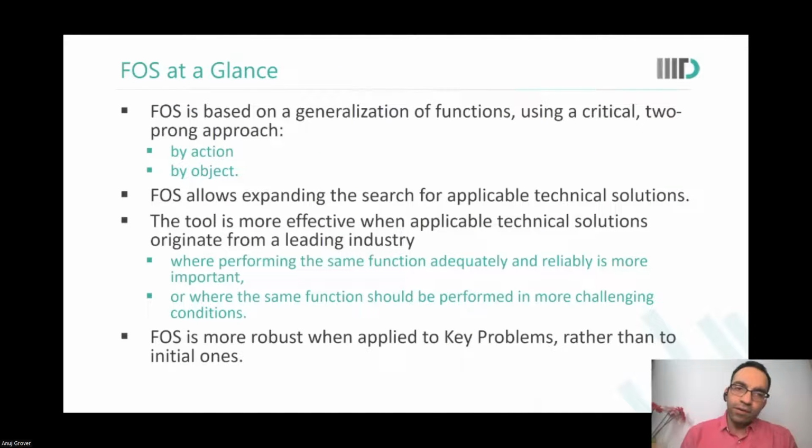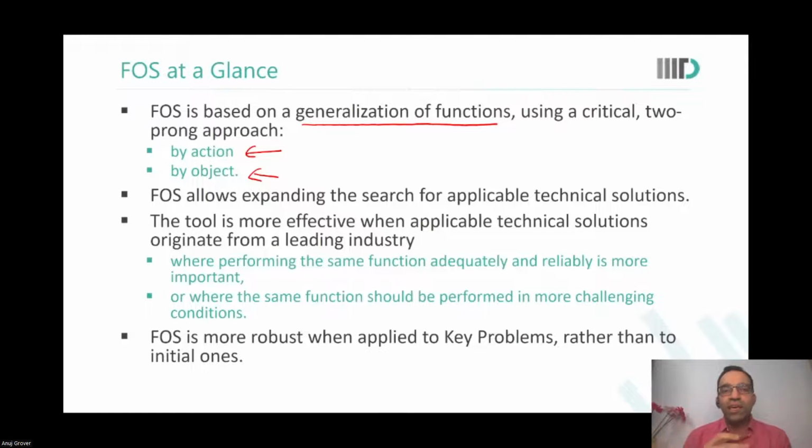So first thing, in function-oriented search, what we do is we generalize the function. We generalize the function using a two-pronged approach. First, we generalize it by action. Then we generalize it by object. For example, hammer moves nail. Now, moves is already a very generic function. We can search about where there is any movement allowed. Or hammer moves an object. So we simply say hammer moves X.